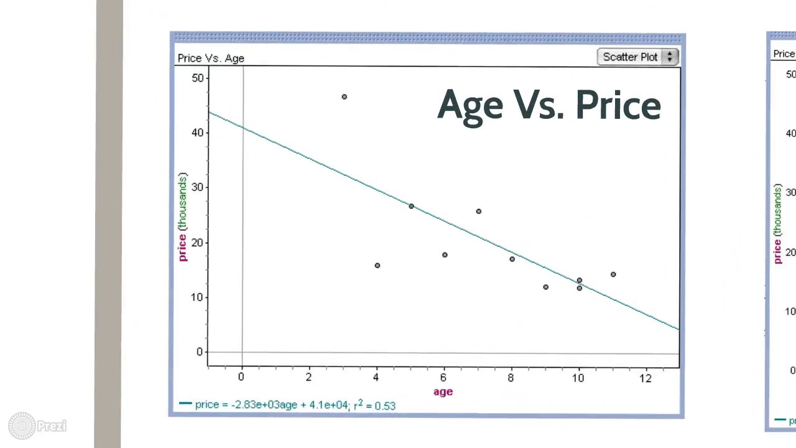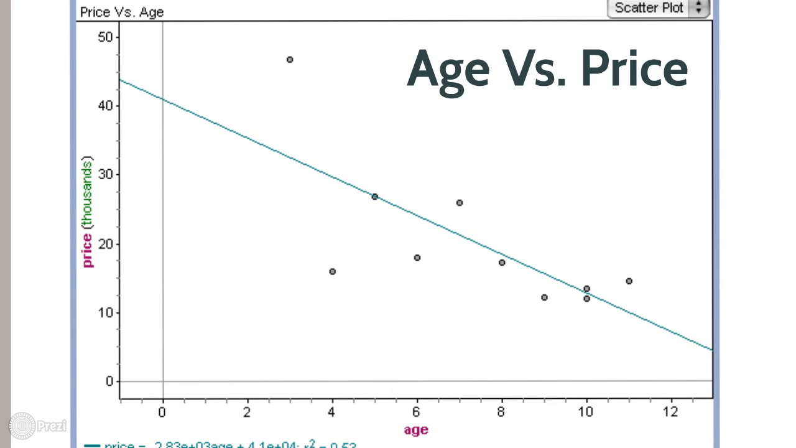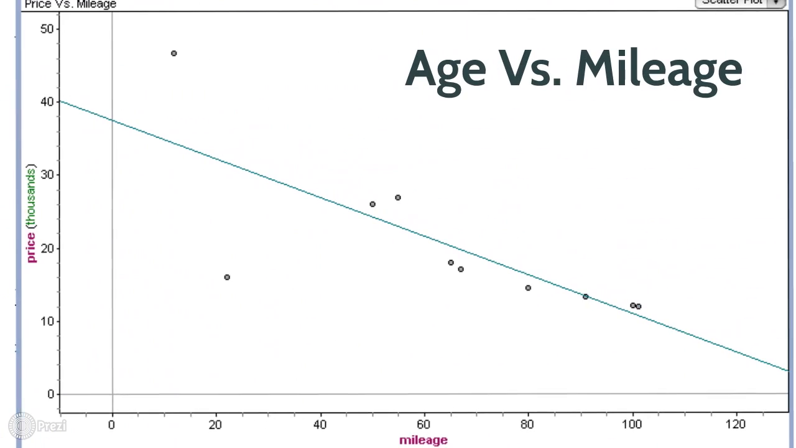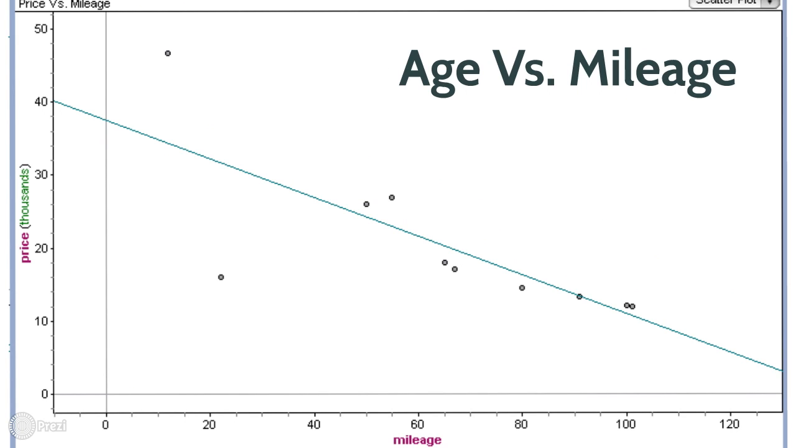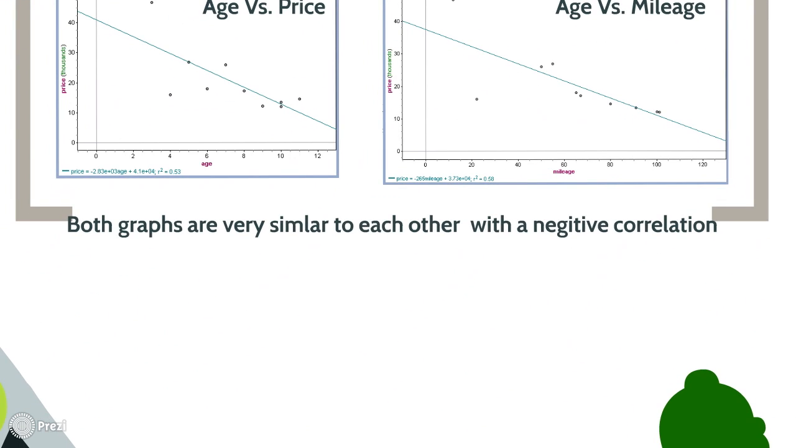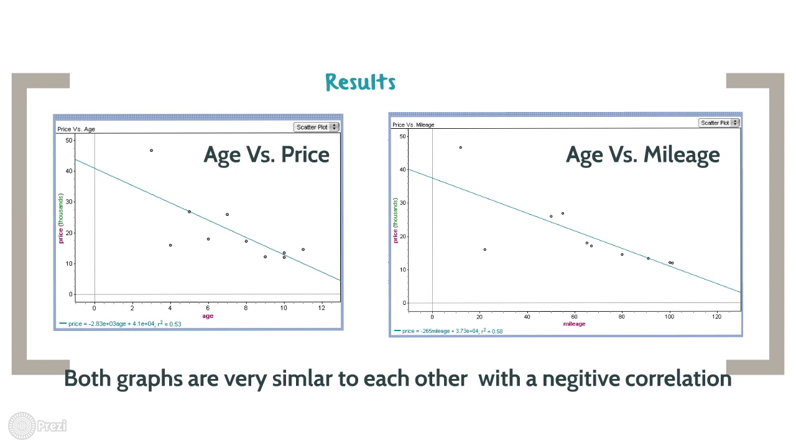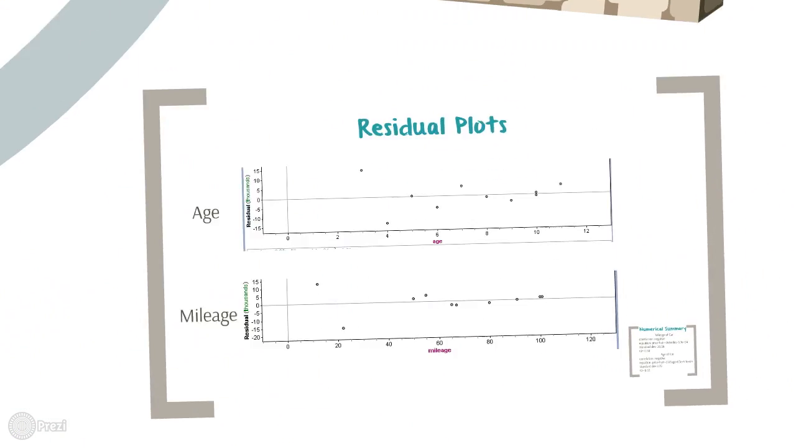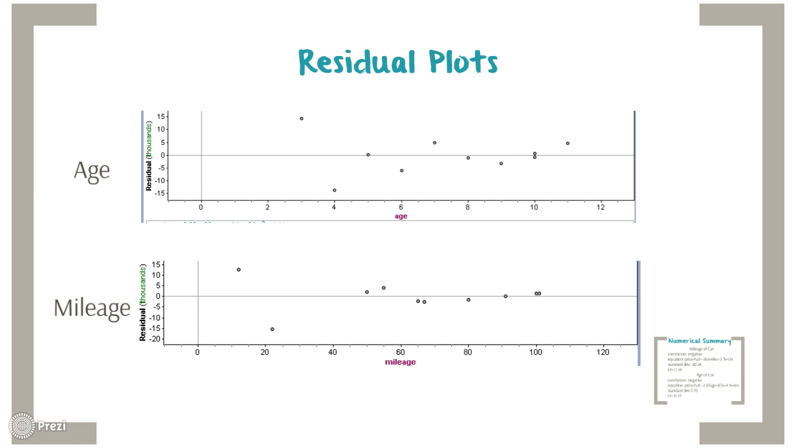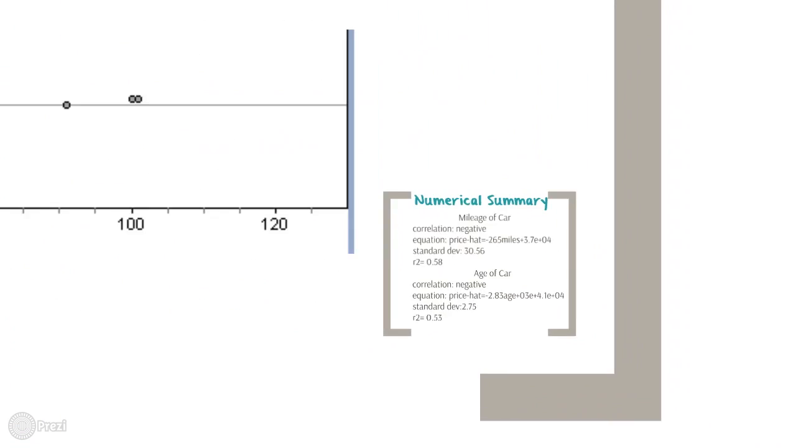The first graph displays the relationship between age and price of the cars and has a strong negative correlation with an R-squared value of 0.53. Moving forward, the second graph displays the relationship between age and mileage of the cars with, once again, a strong negative correlation with an R-squared value of 0.58. Both graphs display a strong linear pattern. The residual plots show us no specific pattern, which tells us that the graph will be linear.